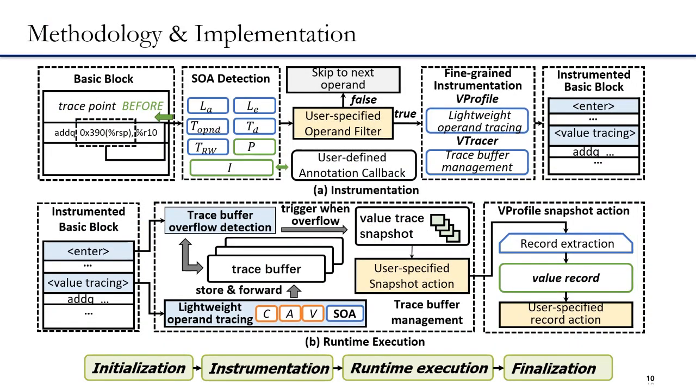Based on the two-level operand-centric design, we implement VClinic, a portable and efficient framework to develop fine-grained value profilers. VClinic is built atop DynamoRIO and thus supports x86 and ARM platforms. Specifically, VClinic relies on 4 phases to implement the two-level operand-centric design, including initialization, instrumentation, runtime execution, and finalization. The implementation overview of VClinic for instrumentation and runtime execution phases is shown in this figure.